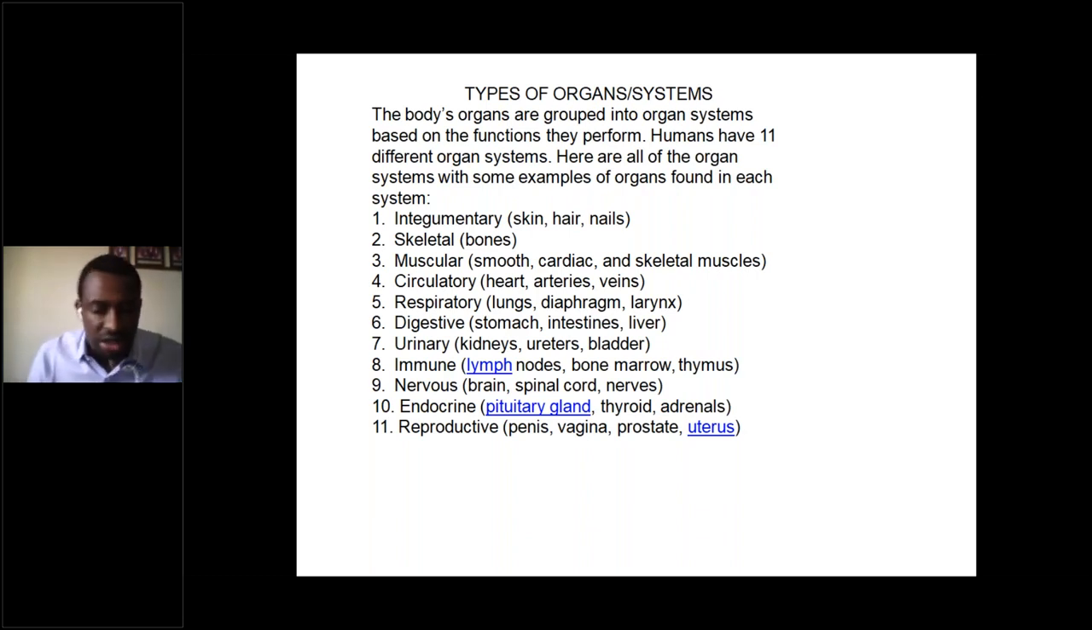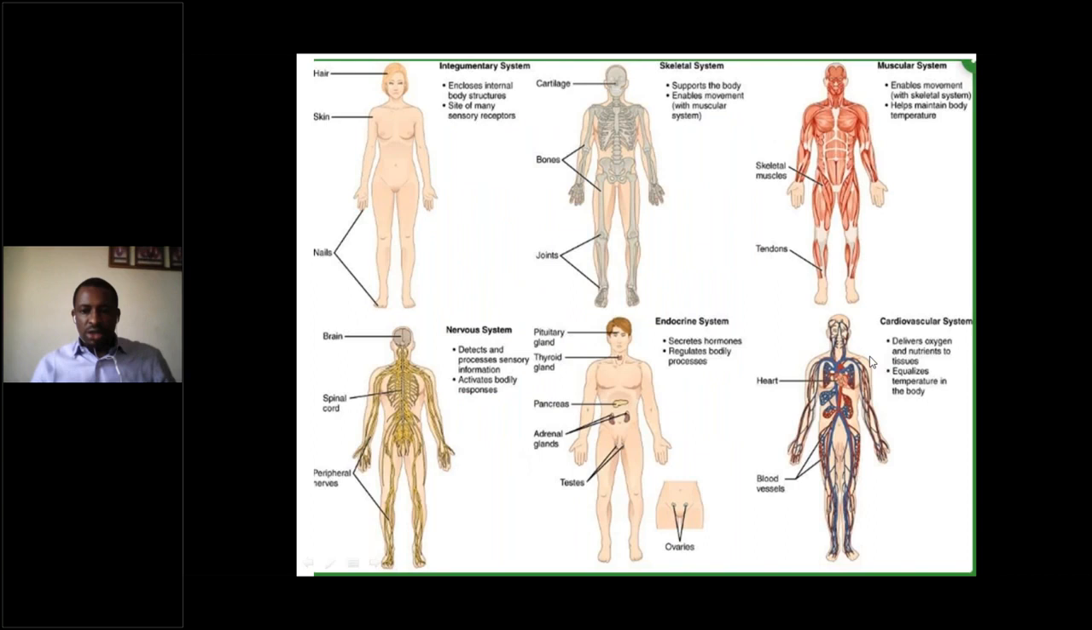Then you have the reproductive system for procreation, for reproduction, for human existence continuation. So you have the penis, you have the vagina, you have the prostate, and you have the uterus, sorry. Okay, so these are the systems in the body. So let's look at an example.